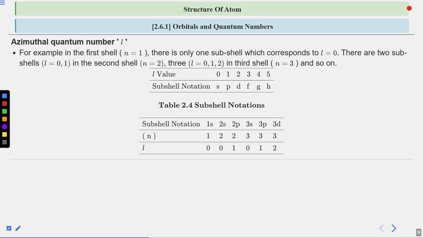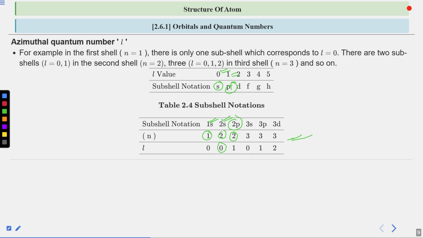This is very important: how do you write the complete subshell notation? Suppose you have a subshell s that is present in the first shell. If we have the first shell, we can have an L value of 0 because n is 1. So your subshell is present in the first shell and has an L value of 0. So 1 and 0 correspond to 1s. Similarly, for n equal to 2 and L equal to 0, the notation is again s, therefore it is 2s. Then for the next, n is 2 but L is 1, so the corresponding subshell is p, written as 2p. Then 3s, 3p, 3d and so on.